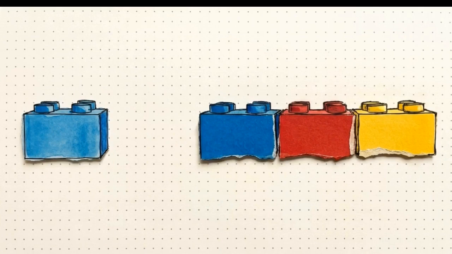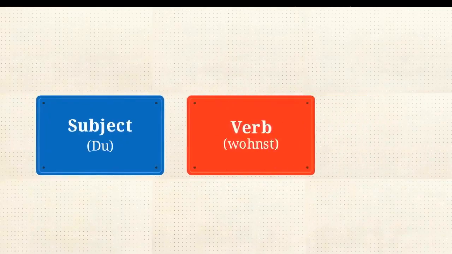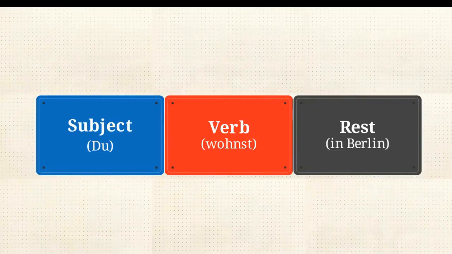Moving from isolated nouns to active communication requires a standard statement of fact. This diagram illustrates the rigid architectural formula of a German statement. The subject comes first, the verb is second, followed by the rest of the sentence. For example, du wohnst in Berlin.